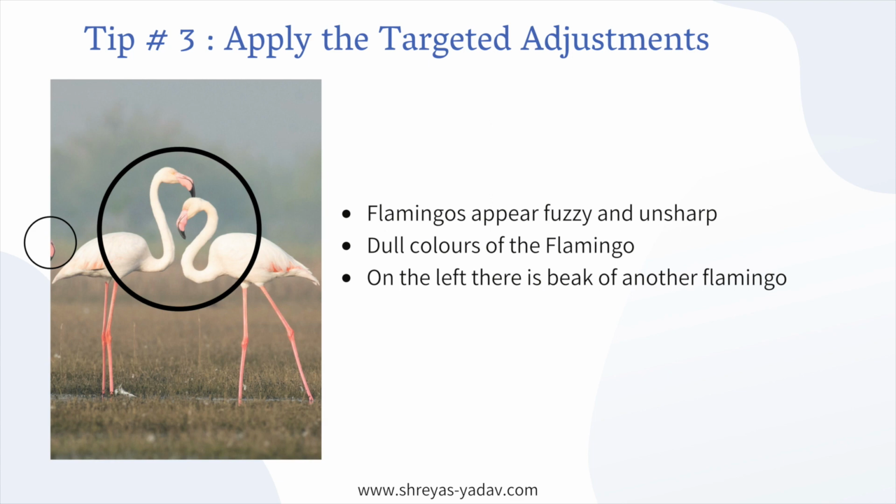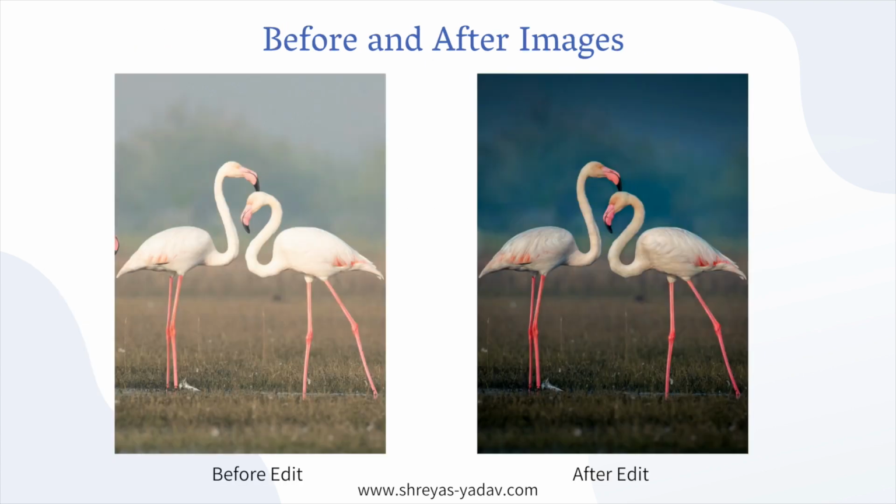So for the targeted adjustments, I have selected the flamingos using the adjustment brush tool. Okay, and I have selectively used black and white point, vibrance, saturation, clarity, and sharpness to enhance the targeted image. Let's look how the edited image looks like. Boom, here we go. I want you to notice the difference between the before image and the after image. So the edited image, which is on the right, appears much better than the unedited image.